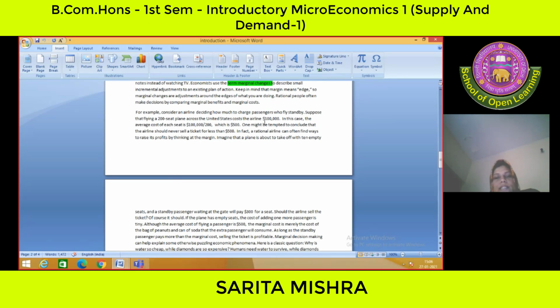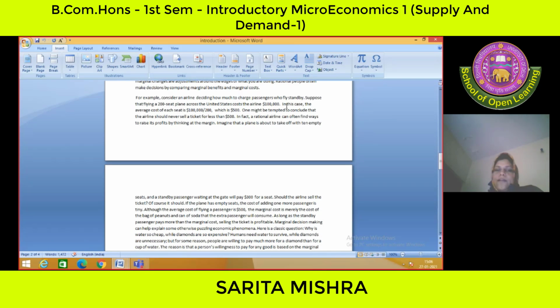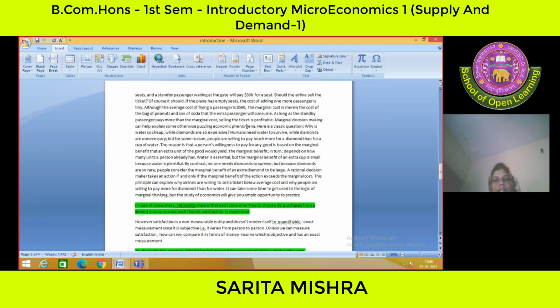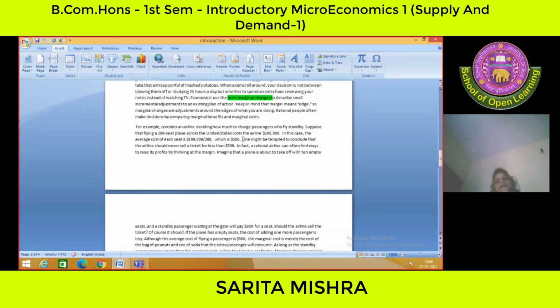So this is a nice example again given in your reference book. You can take a look at this. I'll just briefly explain this. The example is of airline tickets. Now suppose the average cost for a flight per seat is rupees 500. Now if the airline has to profit from that flight, the airline will definitely fix its rate for the flyers at something above 500 rupees.